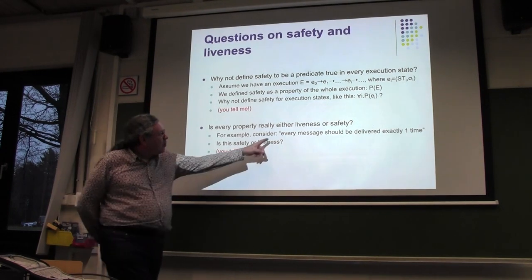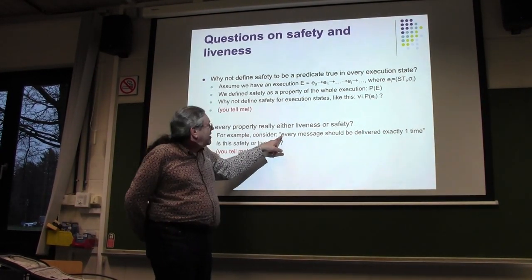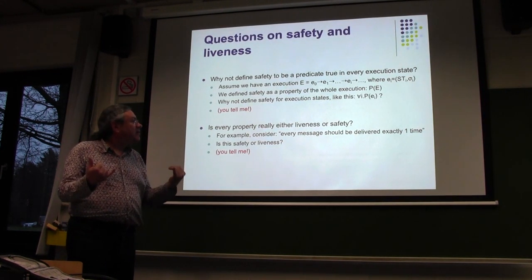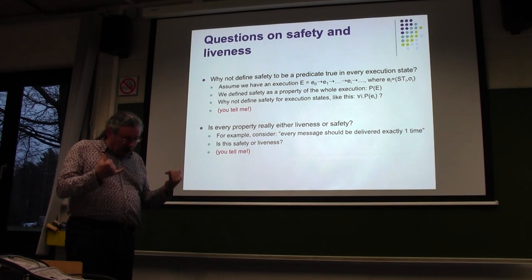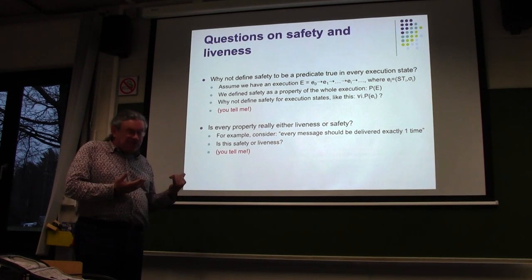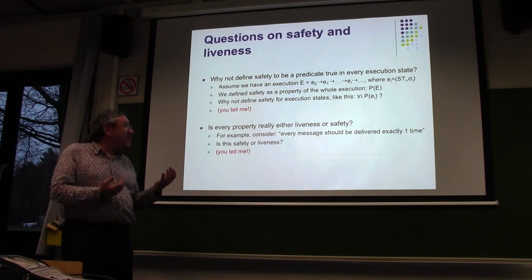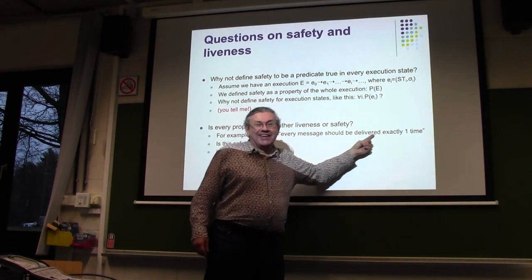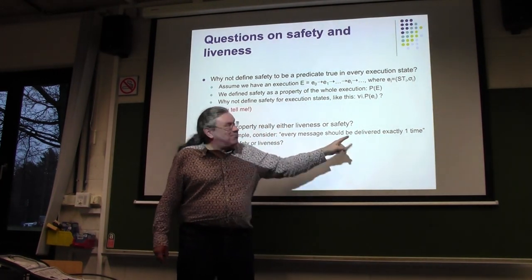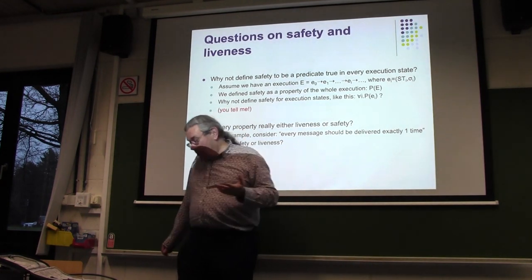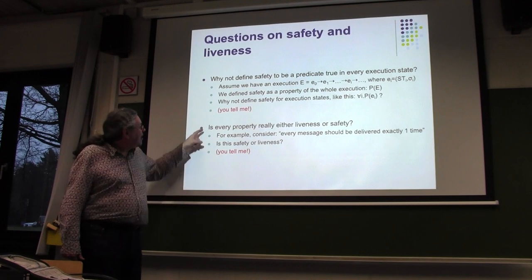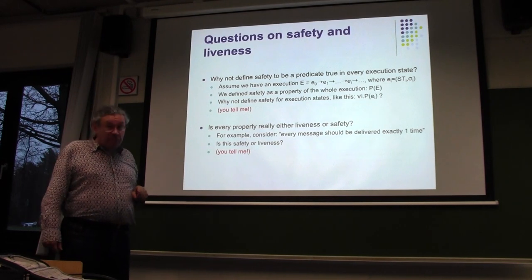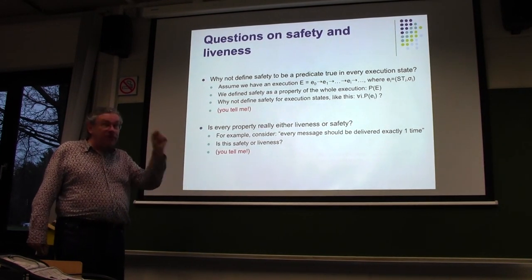Yes, but this particular property is not both. It's actually a conjunction of a safety and a liveness property. Because the property at most once is not a liveness property, and at least once is not a safety property. With the same argument you gave, you can say this one is neither. It is neither, but it actually is the conjunction. So every property is not necessarily liveness or safety, but it can be written as a conjunction of a safety and a liveness property.